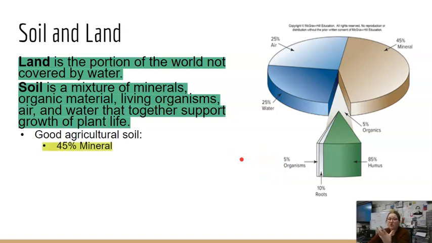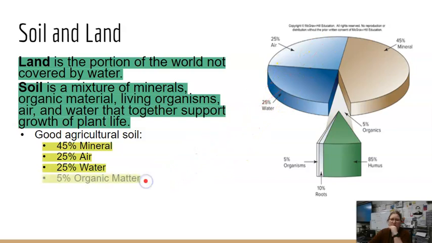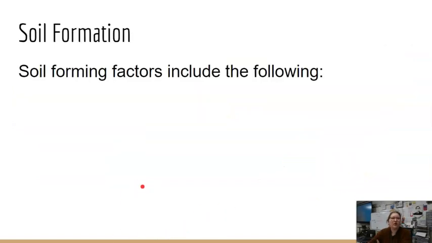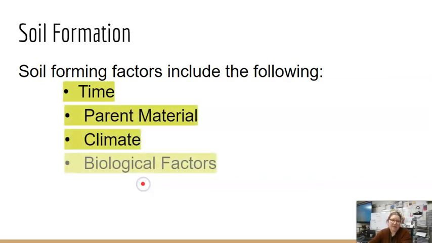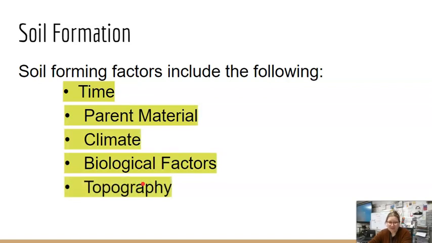So if we look at good agricultural soil, what we want to grow our food, we would have about 45% mineral, 25% air, 25% water, 5% organic material, and that organic material is organisms, roots, and then humus. When the earth is forming soil, there are different factors that contribute to that. And that is time, parent material, climate, biological factors, and topography.